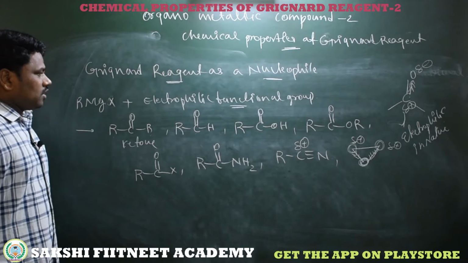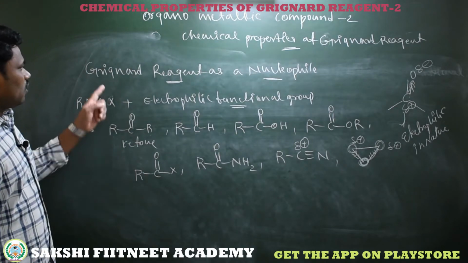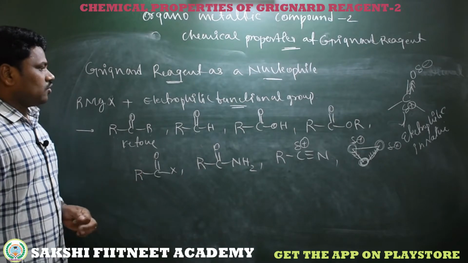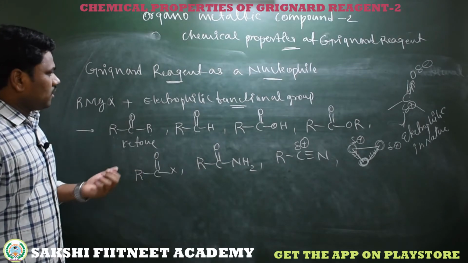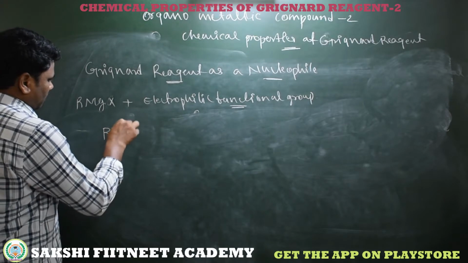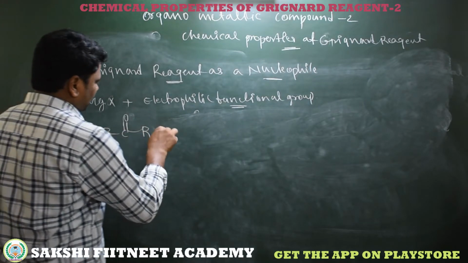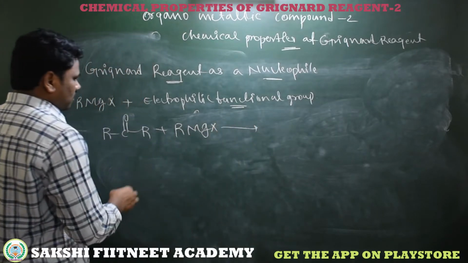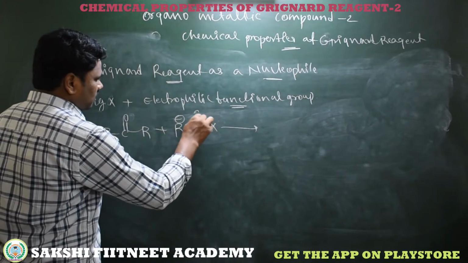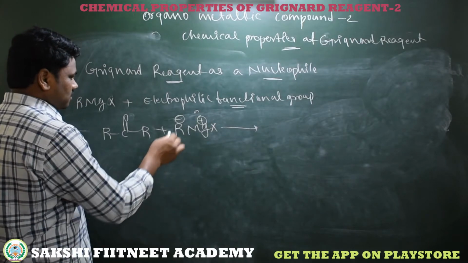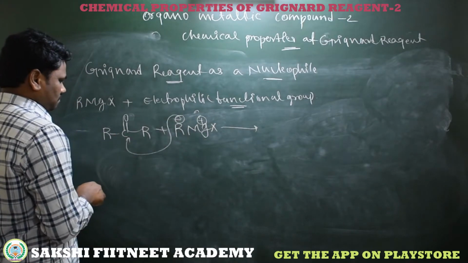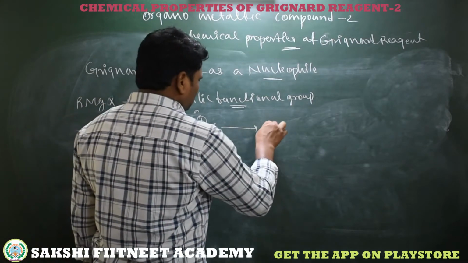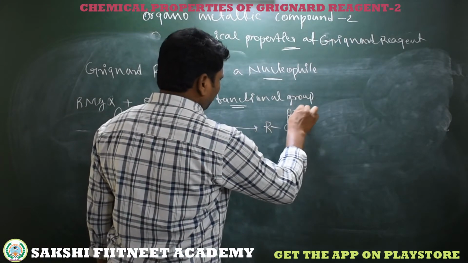So what about the Grignard reagent? Grignard reagent acts as a nucleophile with these functional groups. We'll discuss one by one. So here, ketone with the Grignard reagent. Simple. R minus, and this decomposes into MgX plus. R minus is going to attack this electrophilic carbon, and the pi electrons shift to the oxygen, then we will get an R O minus.